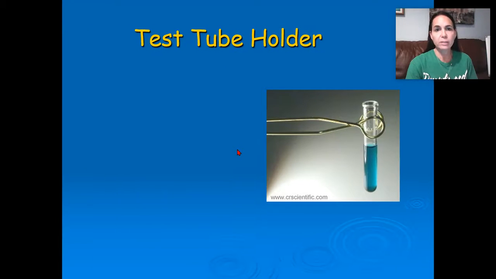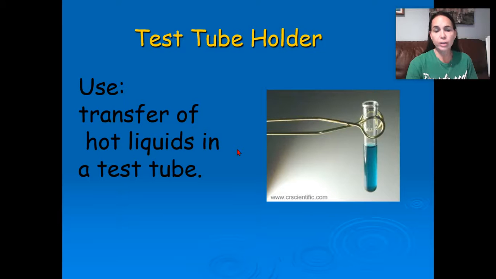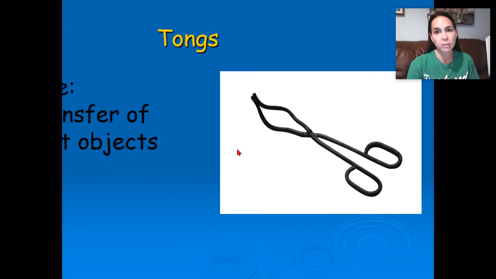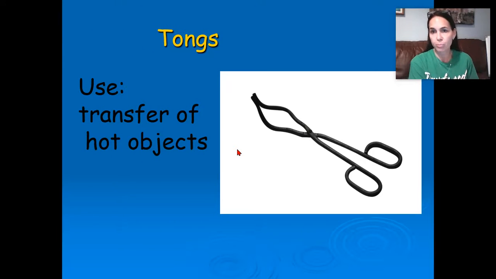This is known as a test tube holder, which is used to transfer a hot liquid that's in a test tube. So normally you could just carry the test tube, but if it's hot, you don't want to burn your fingers, so you need a test tube holder. If you want to carry a beaker, the test tube holder is too small for that, so you need these, which are called tongs, or you could use the hot hands from the previous slides. Again, it's used to transfer hot objects, mainly a beaker or a flask.